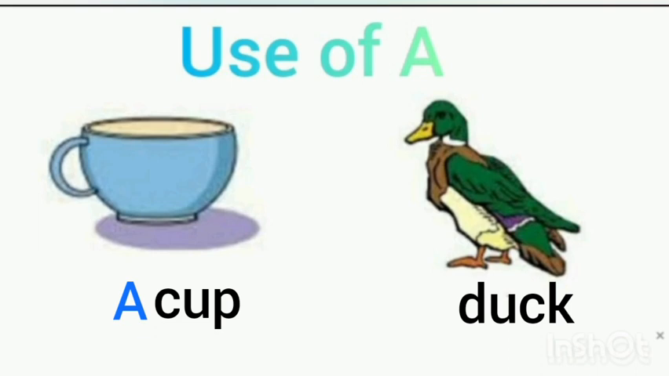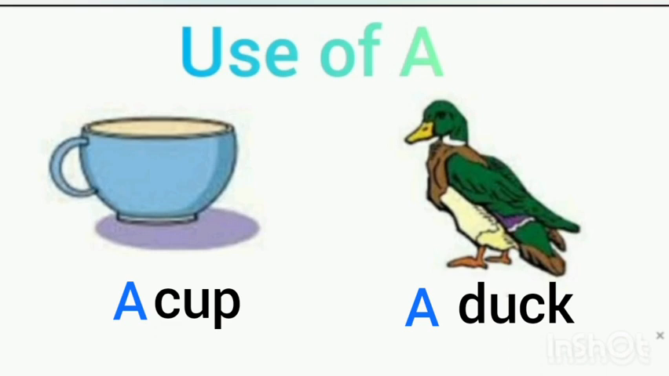Look at the second picture. What is this? This is a duck. The spelling of duck is D-U-C-K, duck. The first letter of word duck is D. D is consonant. So we will write A with it.